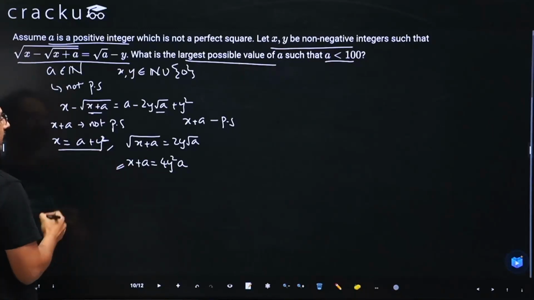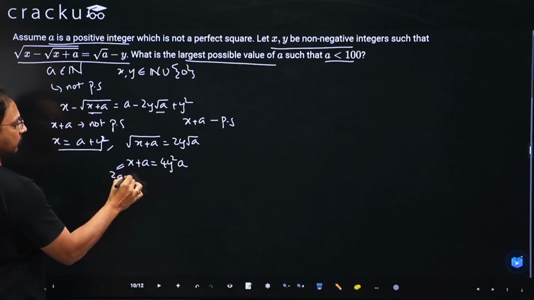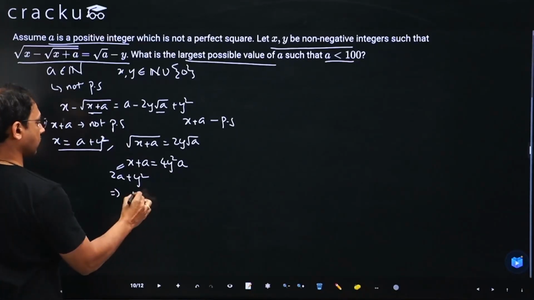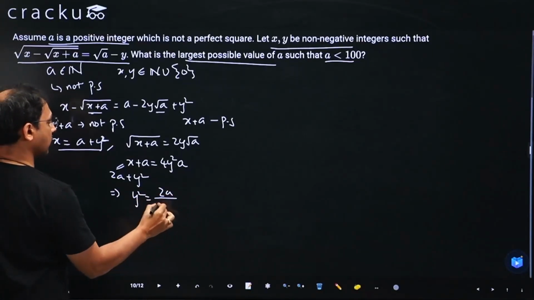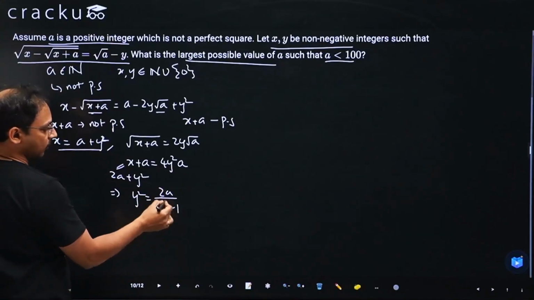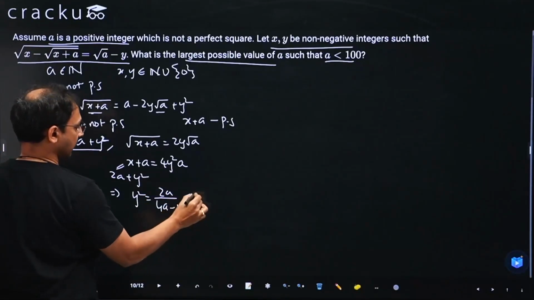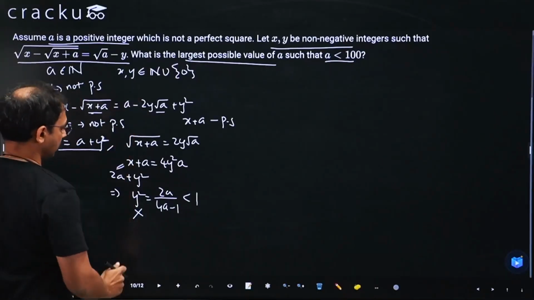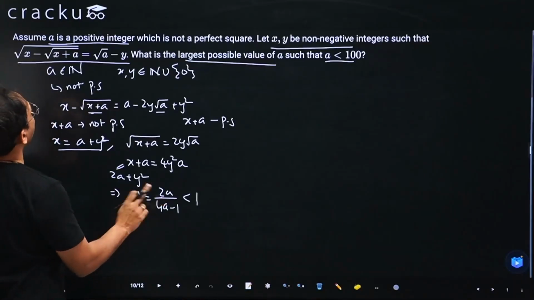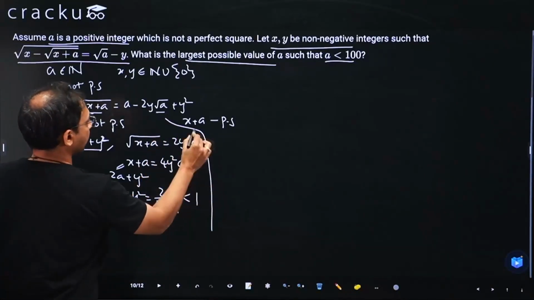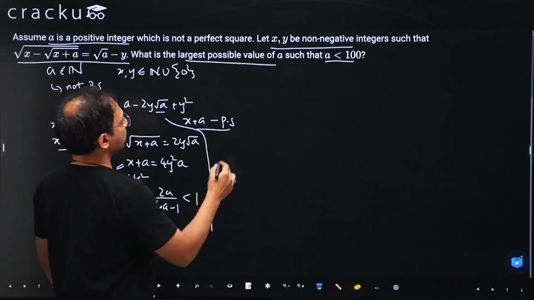Now from here x is a plus y square, so this will become 2a plus y square, or y square is equal to 2a by 4a minus 1. You can clearly see that this is approximately 1:2, so this is less than 1, which is not possible because a cannot be 0. So we have the second case, x plus a is equal to a perfect square.